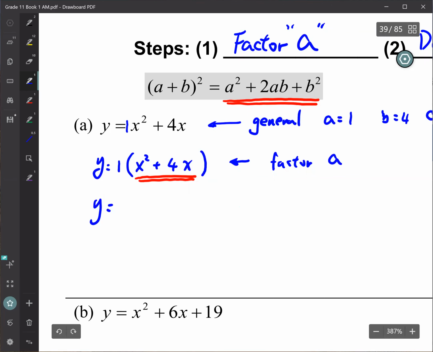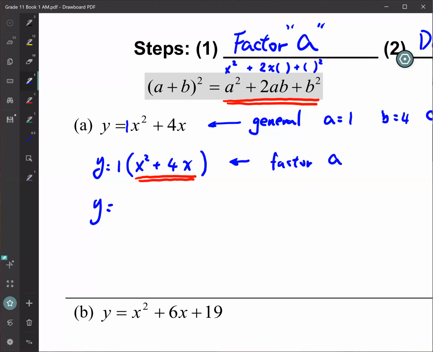So let me write it on the top. This is the x squared, plus 2A. We know A is x, right? And B we don't know. Plus B squared. Okay, compare the red with the red, okay? The first term is x squared. The second term is 4x. But 4x, I need to break it apart into 2AB.